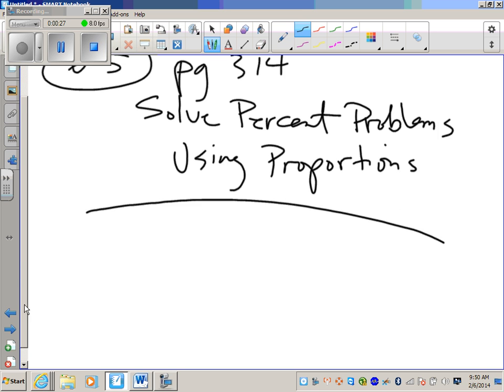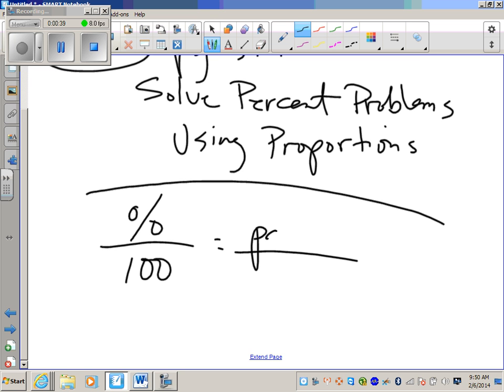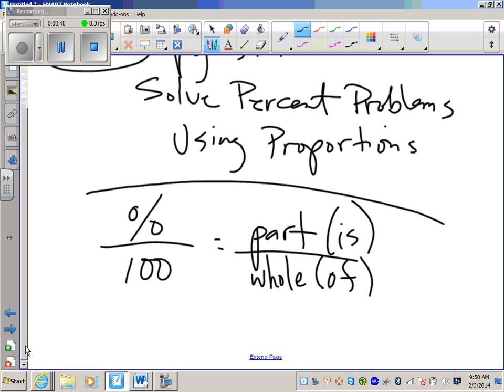Okay, today you will probably be best served using the model that we have put out in front of you. Percent over 100 is equal to the part, which is usually represented by the word "is," over the whole, which is usually represented by the word "of." Okay? That will be your key today in making sure you've got everything where it should be.